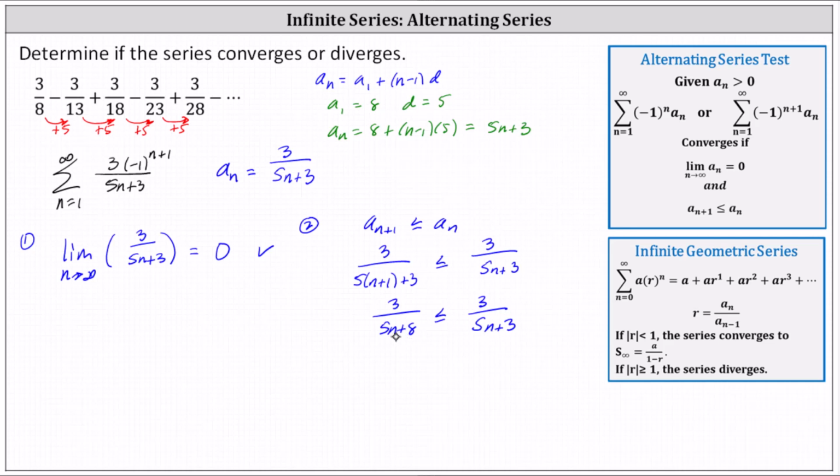In this case, notice 5n plus 8 is greater than 5n plus 3, which indicates 3 divided by 5n plus 8 will always be less than or equal to 3 divided by the quantity 5n plus 3. And therefore, a sub n plus 1 is always less than or equal to a sub n. Now we know the given series converges by the alternating series test.